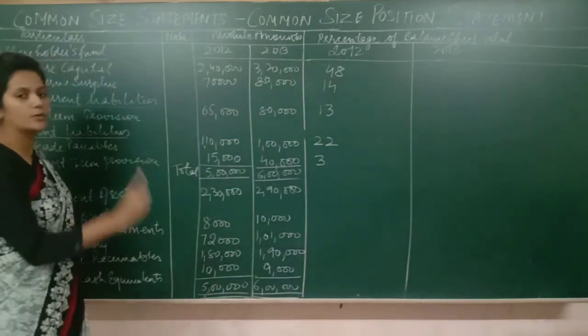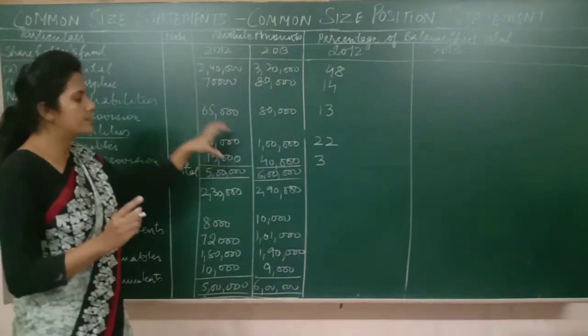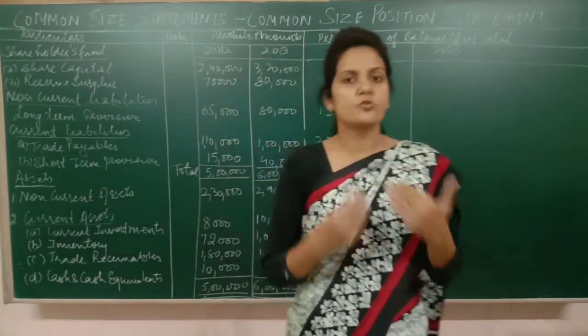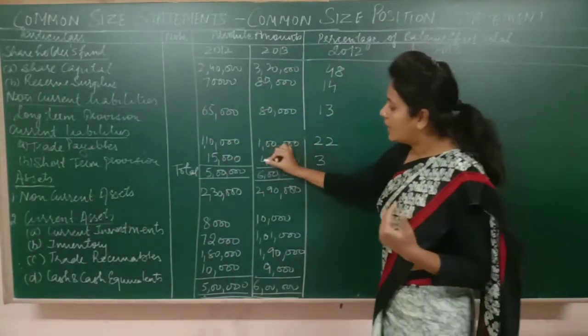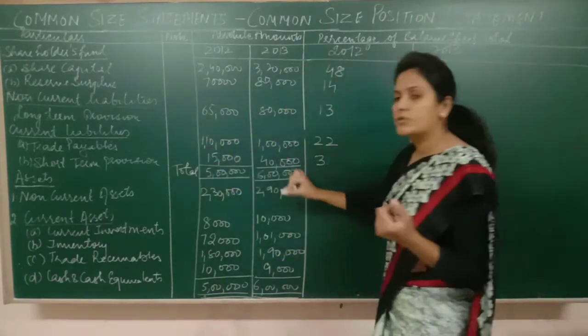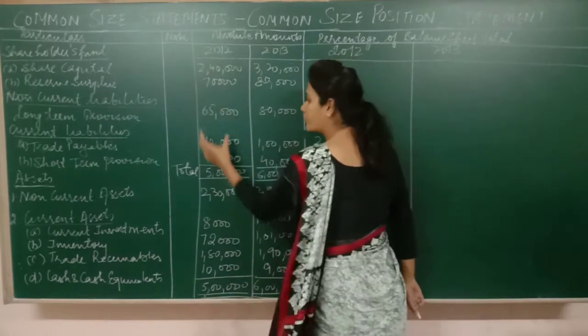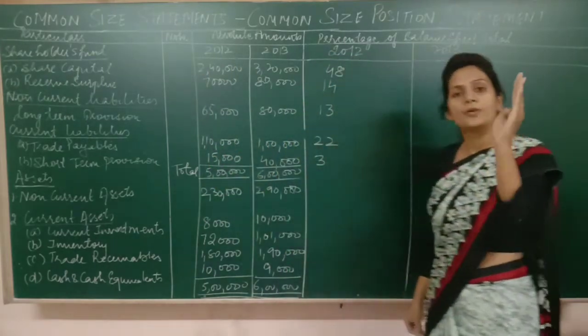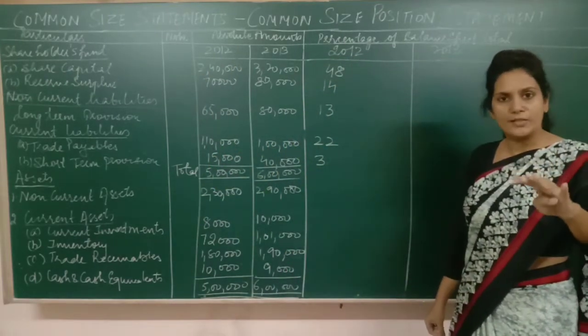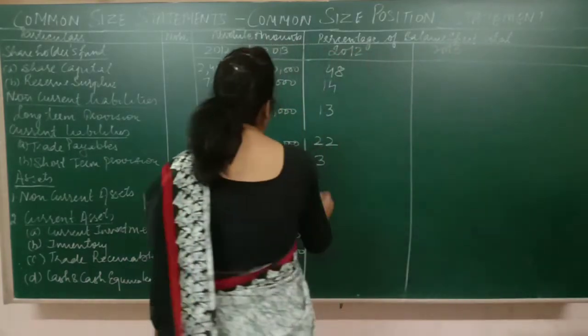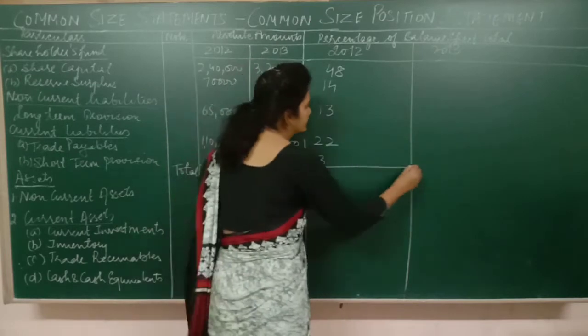And now you need to remember one thing also, कि इस स्टेटमेंट में जब भी आप कॉमन साइज स्टेटमेंट बनाते हो, जो भी आप कॉमन बेस चूज करते हैं, like here I have chosen 5 lakh rupees to be the common base, and here 5 lakh rupees represent the total of all the liabilities. So the percentage of the common base or the value of the common base is to be assumed to be equal to 100.